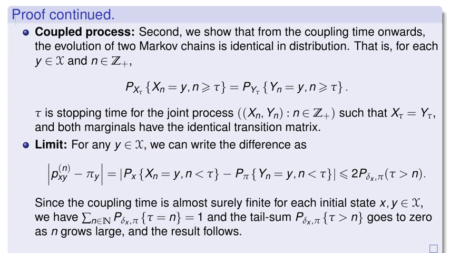Since the coupling time tau is almost surely finite for each initial state pair, the sum over n in the natural numbers of P_{delta_x, pi} that tau equals n is 1. Therefore, the tail probability P_{delta_x, pi} that tau is greater than n must go to 0 as n becomes large. This establishes the convergence in total variation distance.